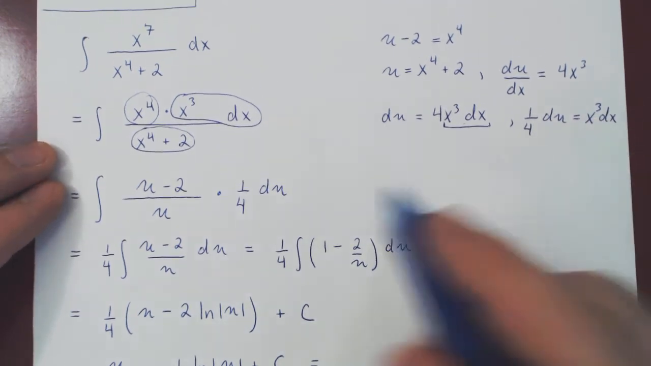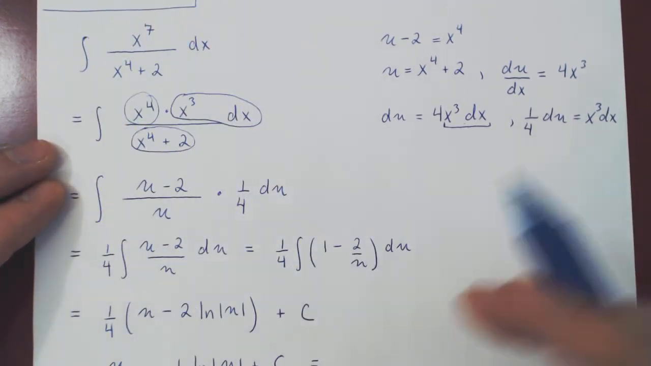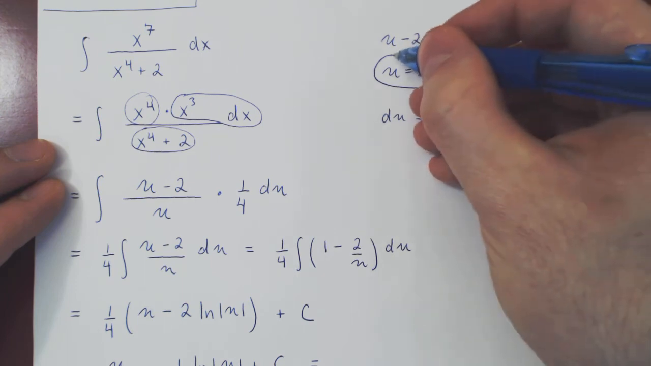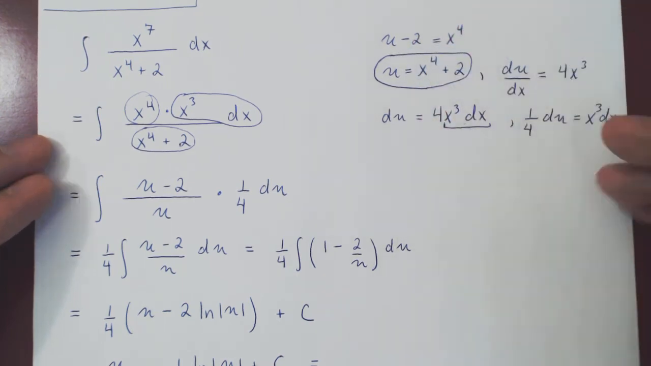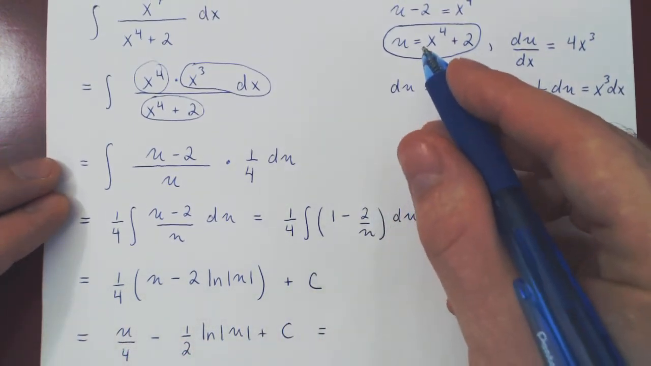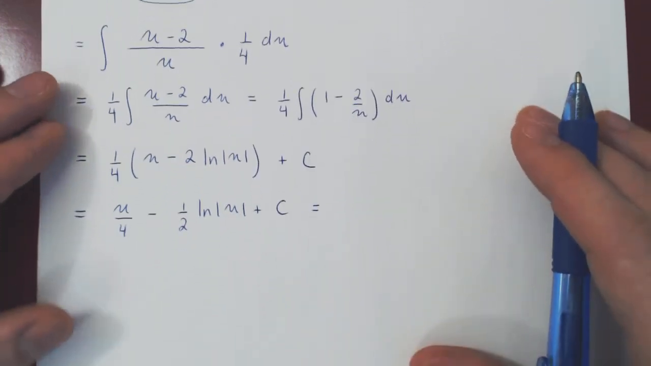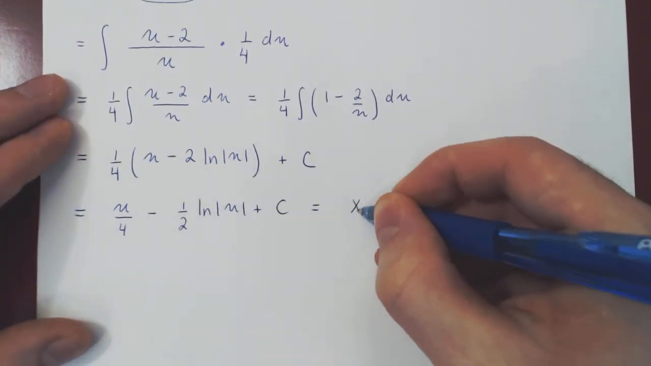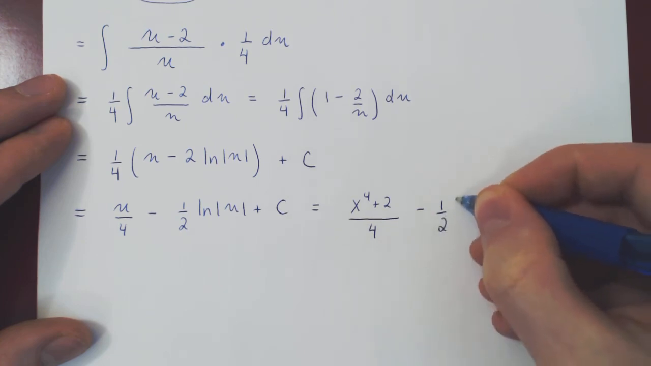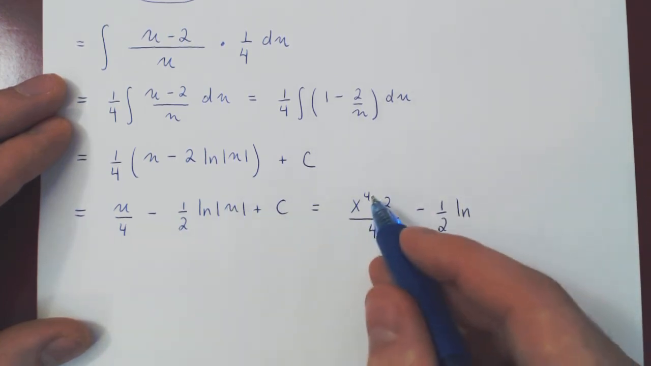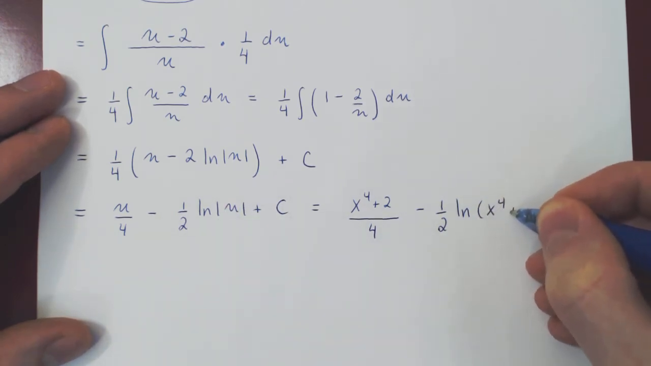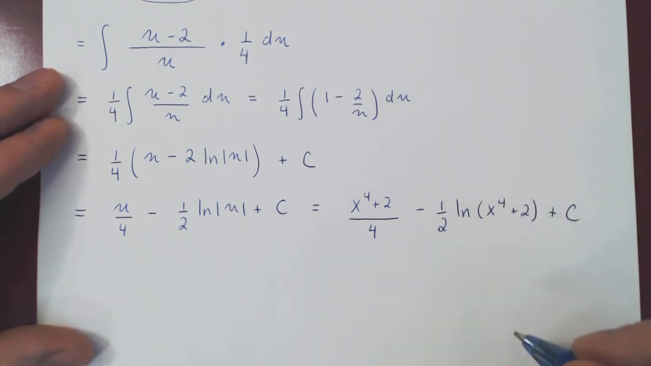And now the final step. The original integral was with respect to x, so we must give our final answer with respect to x. So u is x to the 4 plus 2, so we now simply replace every u in our expression back in terms of x, being x to the 4 plus 2. So we get x to the 4 plus 2 over 4 minus 1/2 ln of, and again because x to the 4 plus 2 is always positive, we can drop the absolute value. And there you have it.